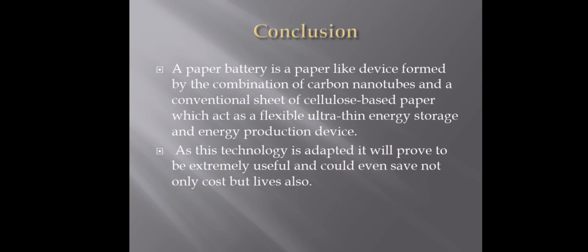Conclusion: A paper battery is a paper-like device formed by the combination of carbon nanotubes and a conventional sheet of cellulose-based paper which acts as a flexible, ultra-thin energy storage and energy production device. As this technology is adapted, it will prove to be extremely useful and could even save not only cost but lives also.